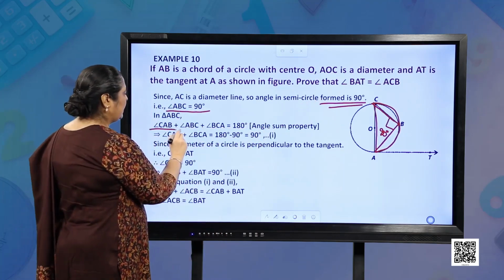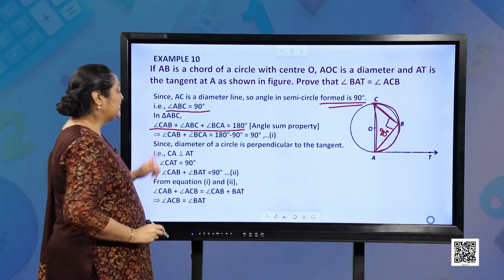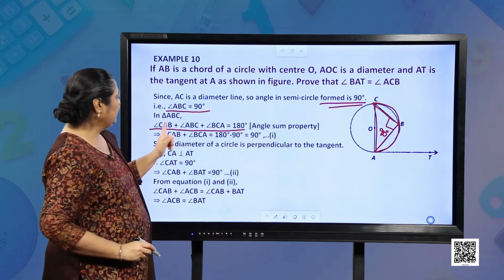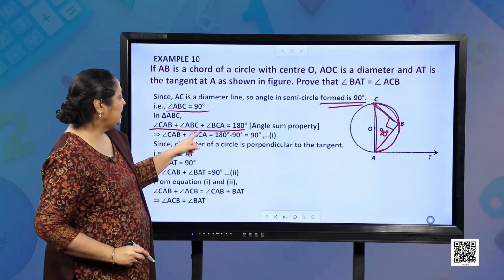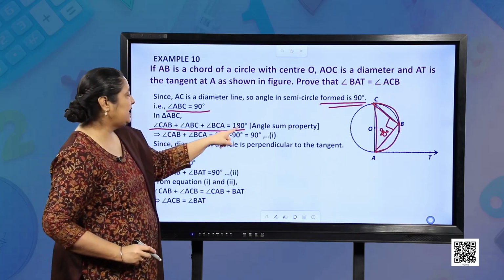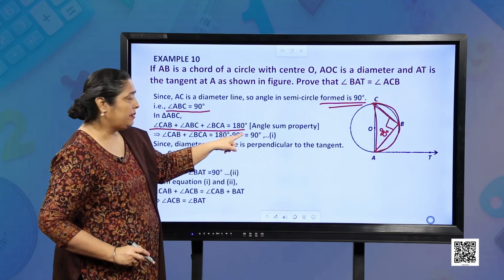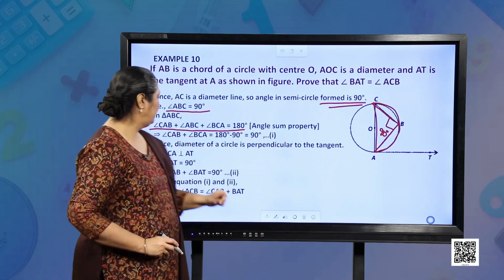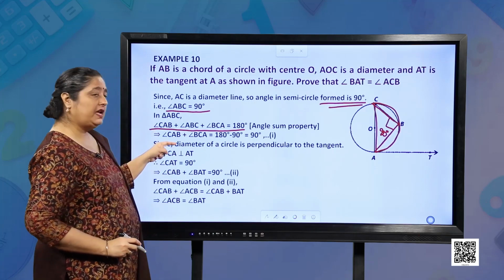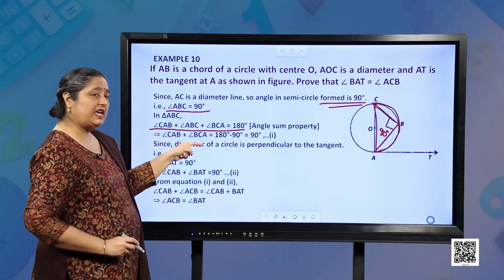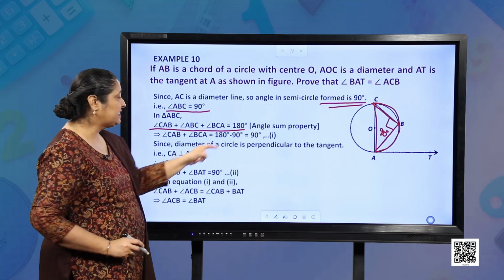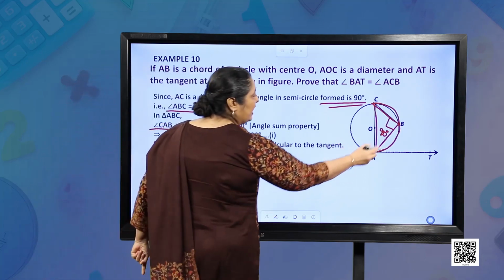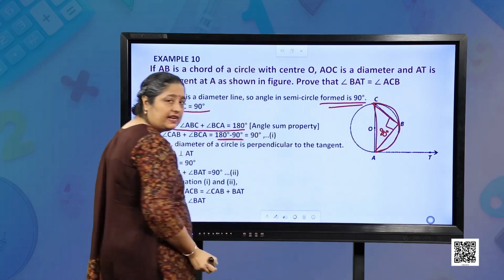What we have is angle CAB plus angle ABC plus angle BCA is 180 degrees. Again why? Because of the angle sum property, angles in a triangle are 180. So, angle CAB plus angle BCA is equal to 180 minus 90. Why? Because angle ABC is 90.